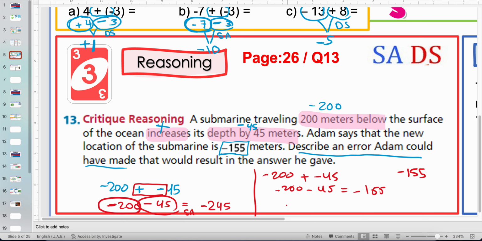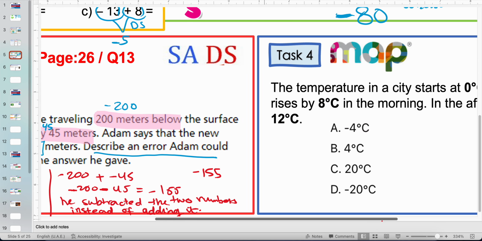So maybe he subtracted the two numbers instead of adding them. That's it. You're supposed to add them because they have the same sign. Maybe he thought that, okay, since I have subtract in the middle, then I have to subtract. That's wrong. You have to use the sign rule. So maybe he didn't use the sign rule correctly or something like that.